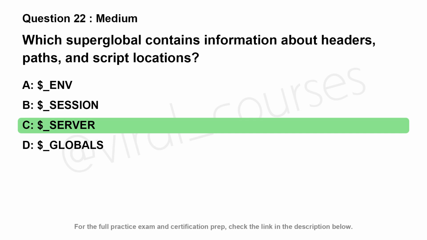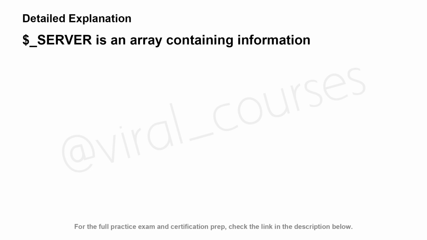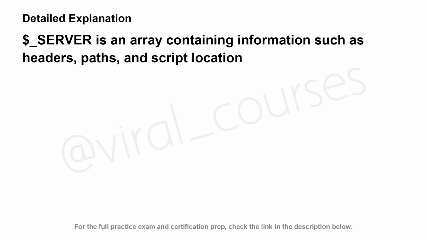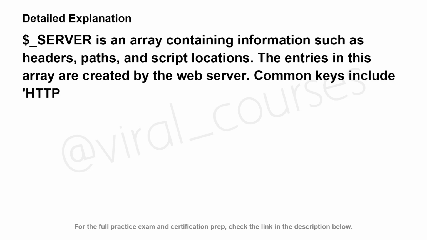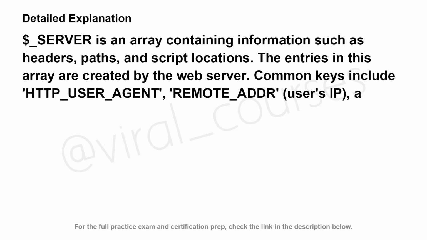The correct answer is C. $_SERVER is an array containing information such as headers, paths, and script locations. The entries in this array are created by the web server. Common keys include HTTP_USER_AGENT, REMOTE_ADDR (the user's IP), and REQUEST_METHOD.